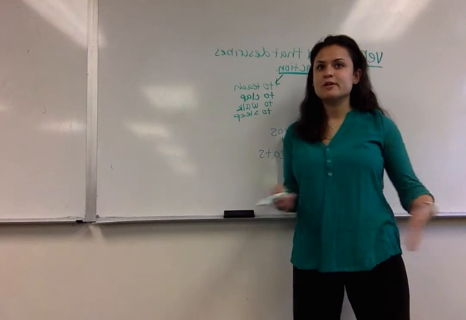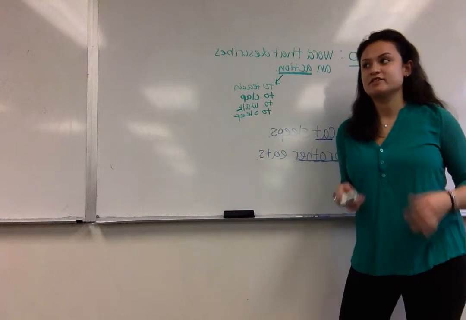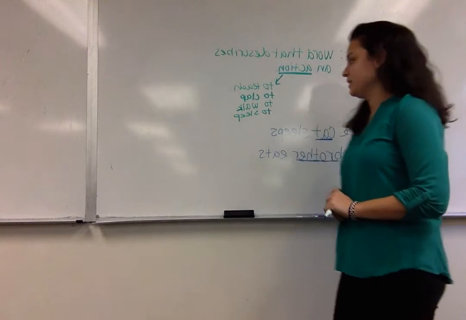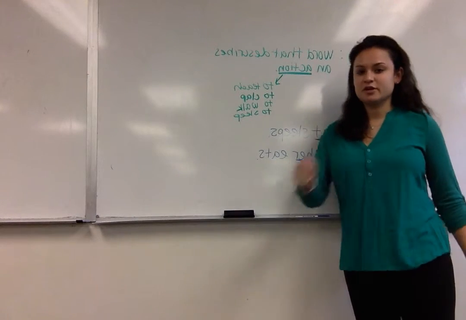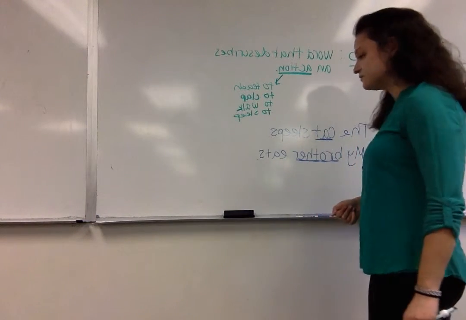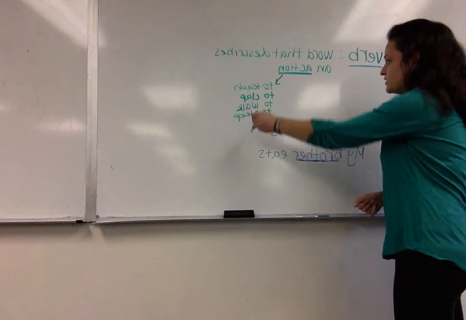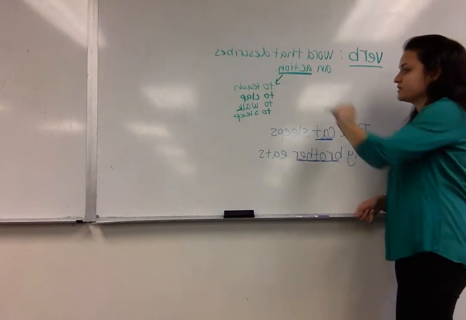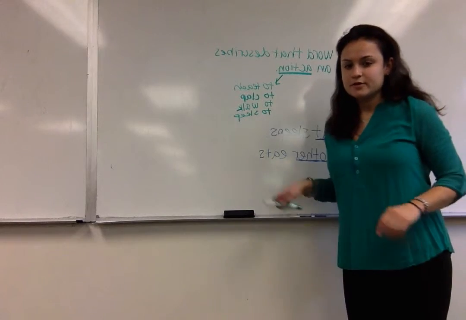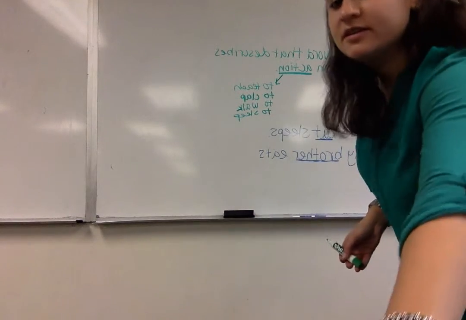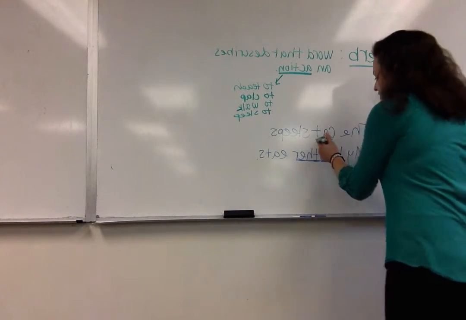Just because something is a verb and it's an action doesn't mean it requires physical movement. But many of them do, so it's also important to think of it like that. It's a little tricky, but I'm sure you'll get the hang of it. So these are our examples of verbs, which are words that describe actions: to teach, to clap, to walk, and to sleep.